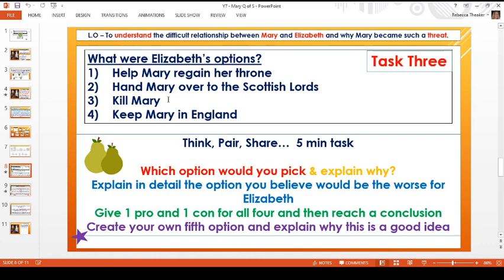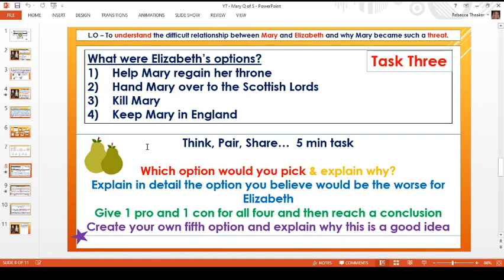Three, she could kill Mary herself, and then that might maybe just sort of solve the problem. Or four, she could keep Mary in England until the day she dies of natural causes and just hope that Mary dies before she does. So normally this would be a bit of a discussion task, but obviously we can't do that. So instead, what I want you to do is pick the option that you think Elizabeth should do and explain why. And then if you want to, pick the option that you think is the worst. What should Elizabeth definitely not do? And then write that answer down as well.